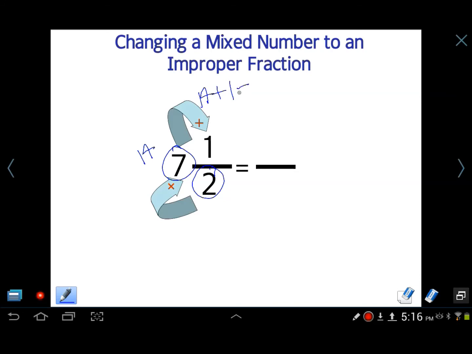14 plus 1 is 15. And then what stays the same? The denominator. So you get 5 halves. And so you get 15 halves.